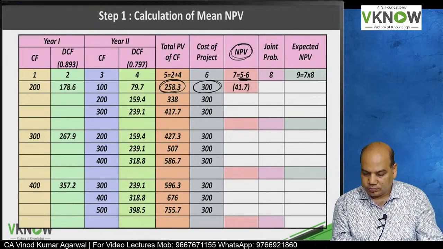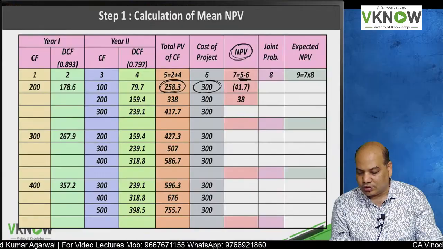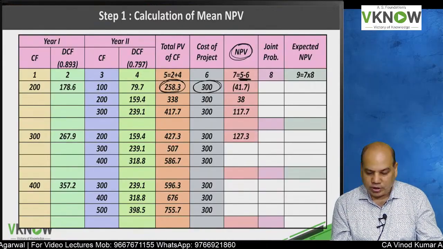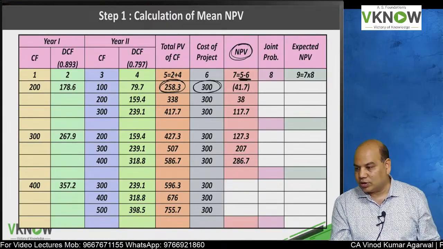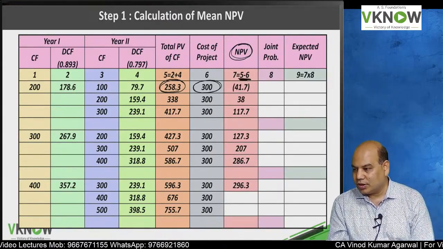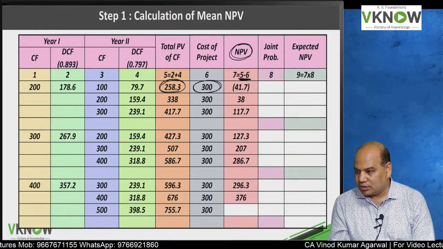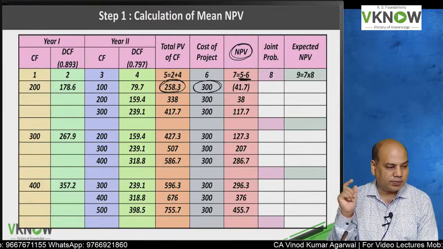41.7. Without calculator also you can do it. 38. 117.7. 127.3. Without calculator. 207. 286.7. 396.3. 296.3. 376 and 455.7.